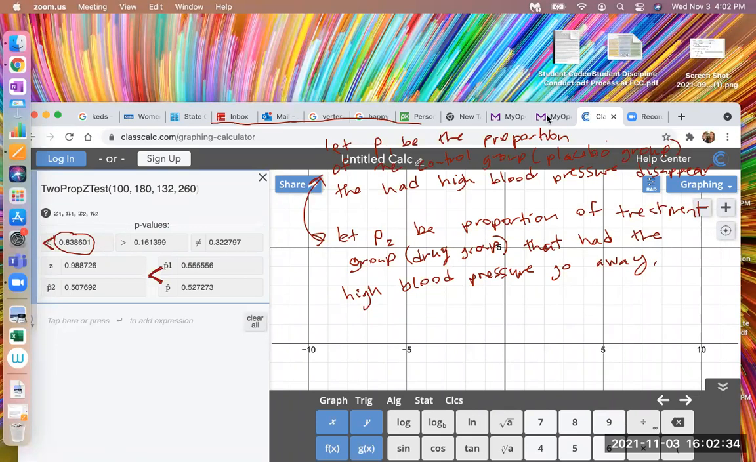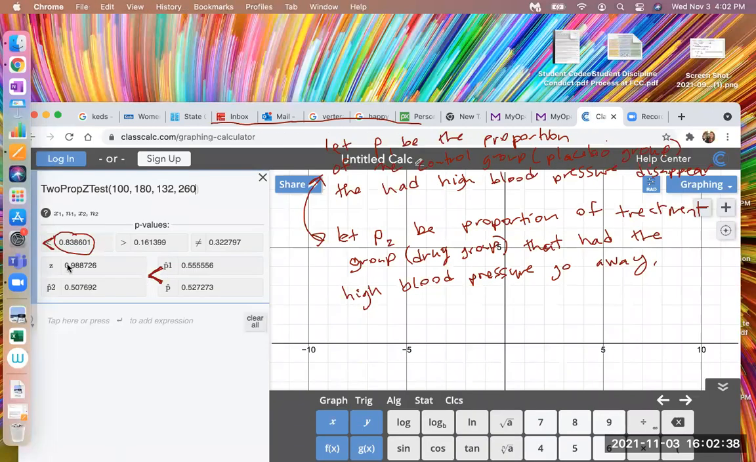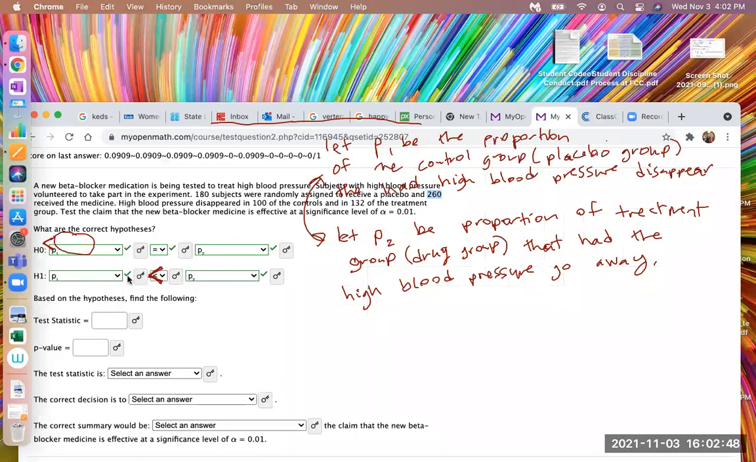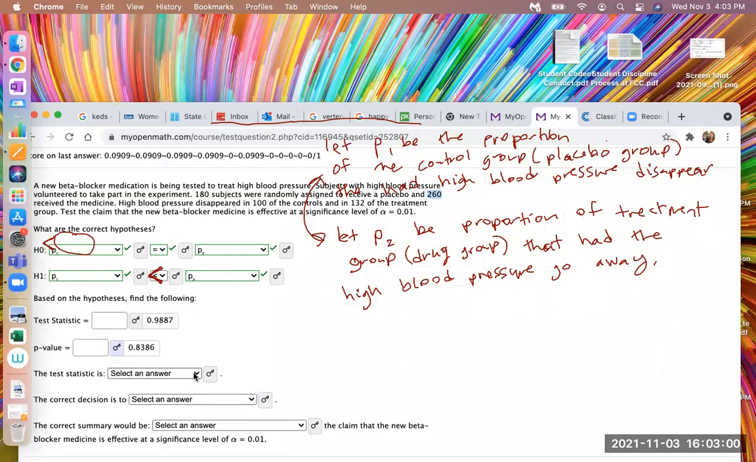The 0.83. So let's just double check. Oh, and they also spit out the Z statistic, the 0.9887. So we have 0.9887 as the first answer here, the test statistic. And then the second answer is the 0.8306, that p-value right here. So those are our answers.